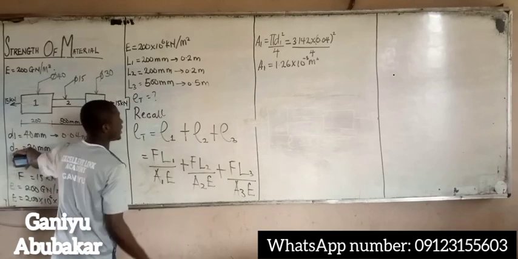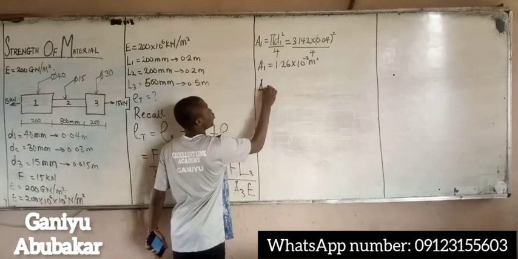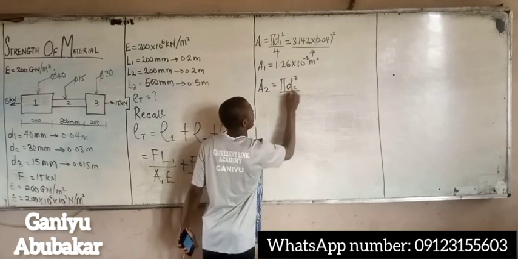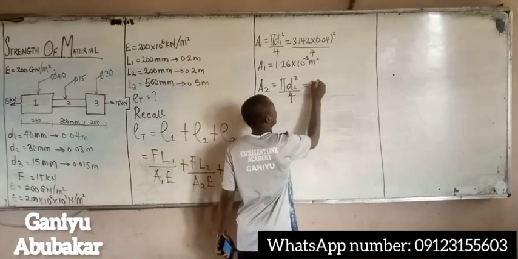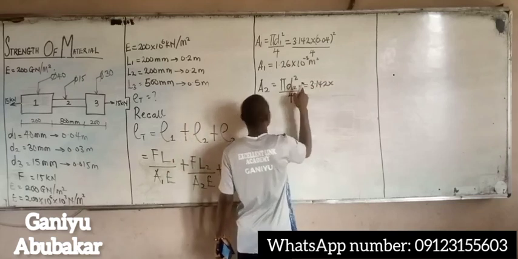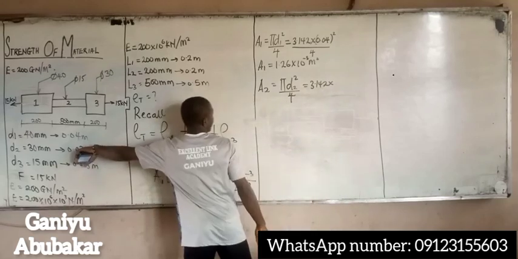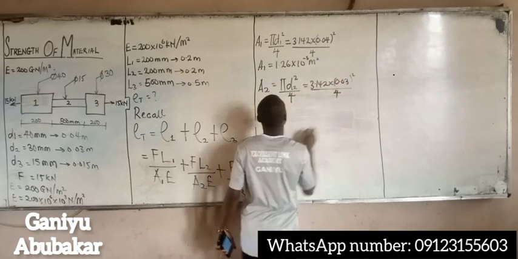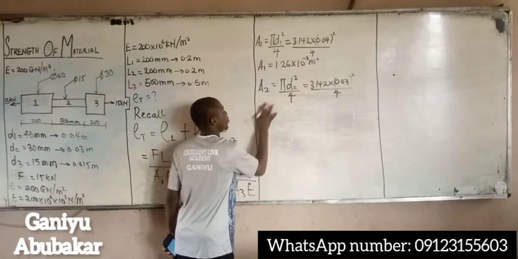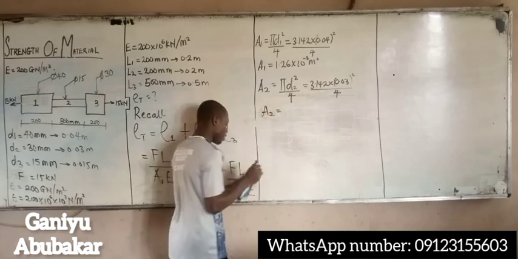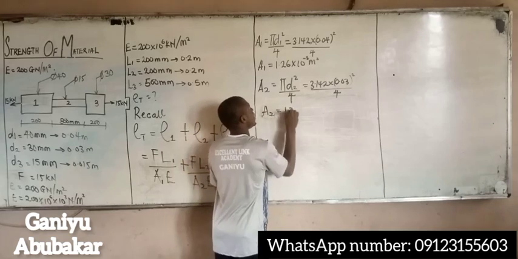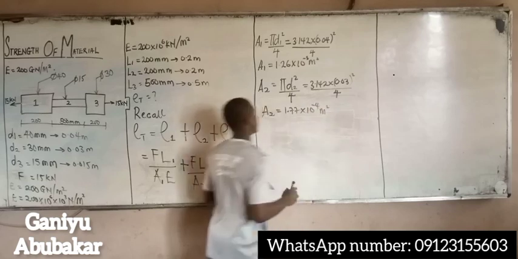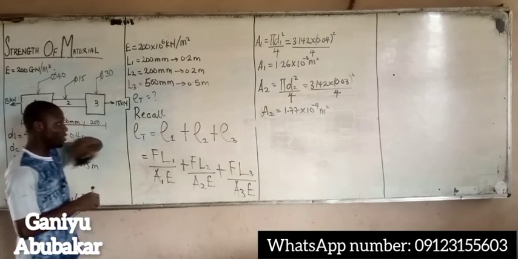Now listen, I need to get area section 2. So area at section 2 is equal to pi d2 squared over 4. Pi is 3.142 multiplied by diameter section 2, which is 0.03, all squared over 4. My final area here for section 2 is now equal in value to 1.77 multiplied by 10 to the power minus 4 meter squared. Make sure you punch in your values and get your answer.